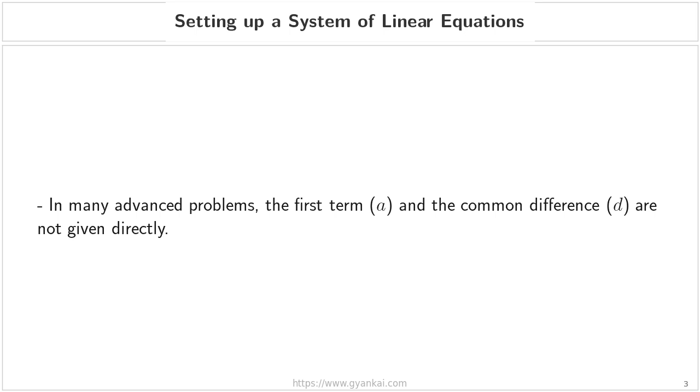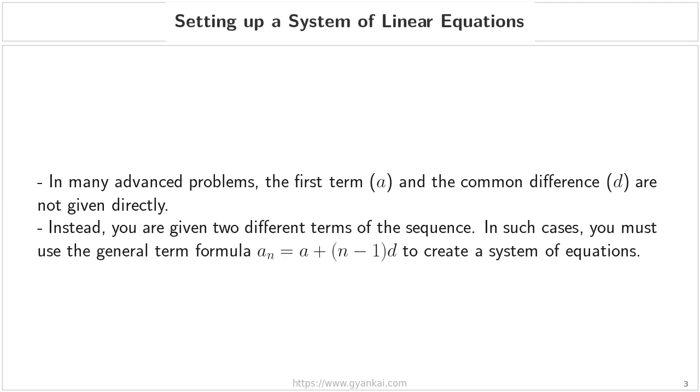However, as we step into more advanced territory, you'll find that the first term, which we call a, and the common difference, a lowercase d, are often hidden from you. Instead of being given those starting values directly, the problem might only give you 2 different terms from somewhere in the middle of the sequence. When this happens, you can't jump straight to the sum formula like we discussed in the previous slide.